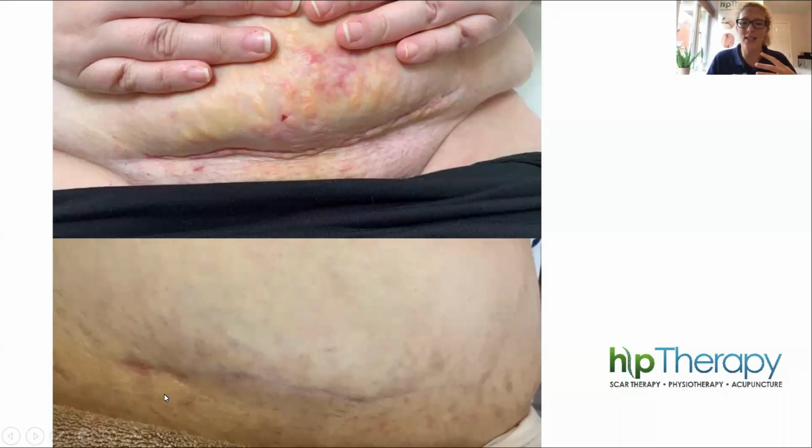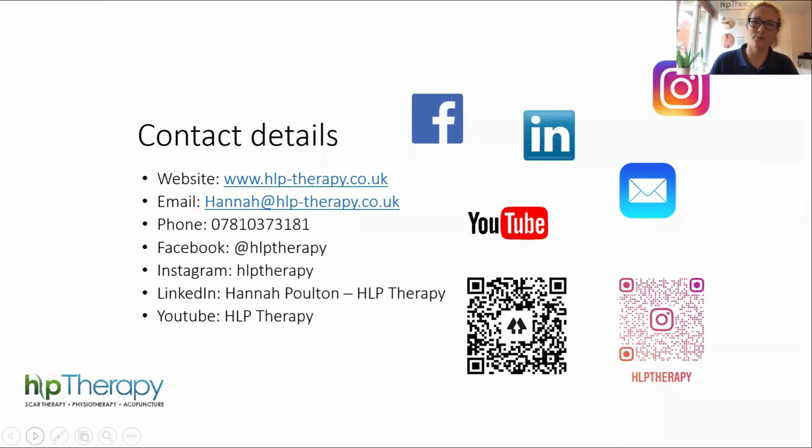It's not as red, it's not as raised, but the big difference, and of course you can't see this on the photo, is how the client interacts and responds with her tissues and with the whole trauma and what she's been through, which makes a massive difference. And this is all part of scar work and scar therapy, and has made a dramatic difference with this client.